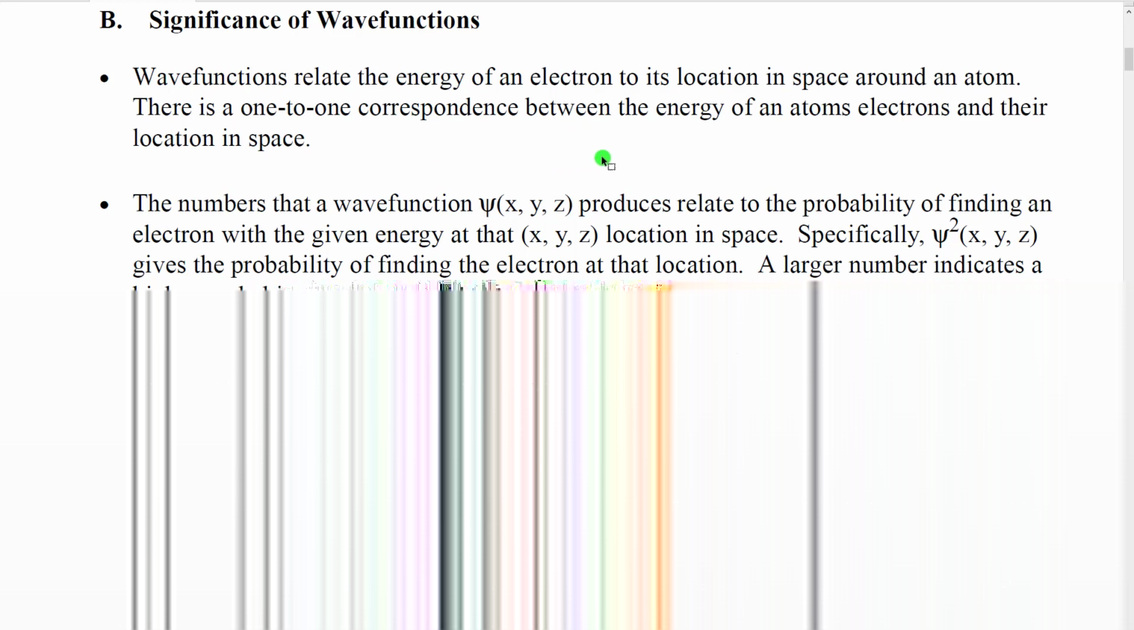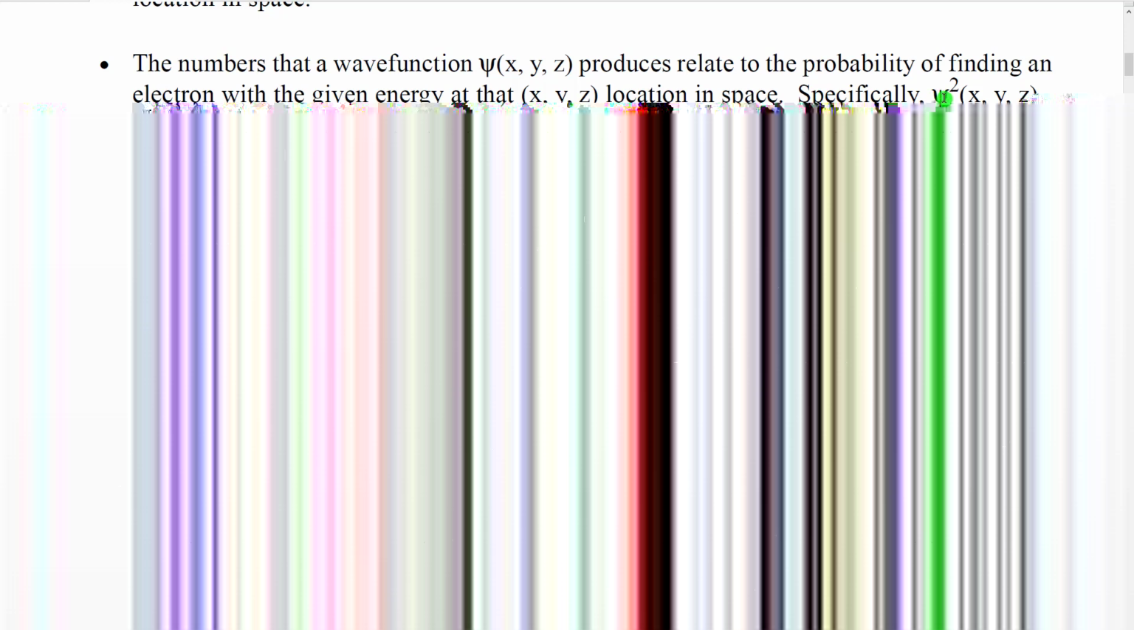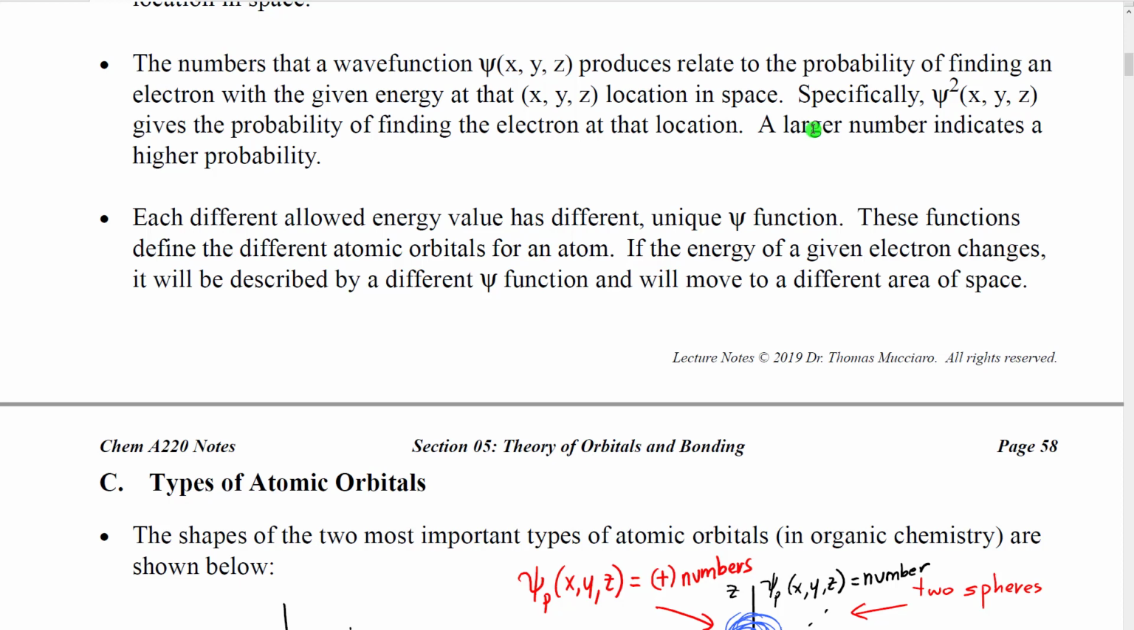Now, how do we know that this is the case? Well, it turns out that the wave function number that you get is actually related to a probability, the likelihood of finding an electron with that given energy at that XYZ location in space. Specifically, if you square the psi function and plug in the numbers, those numbers are the probability of finding the electron at that particular XYZ location. The bigger the number, the higher the probability.